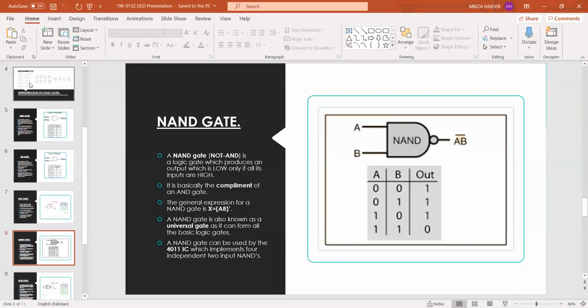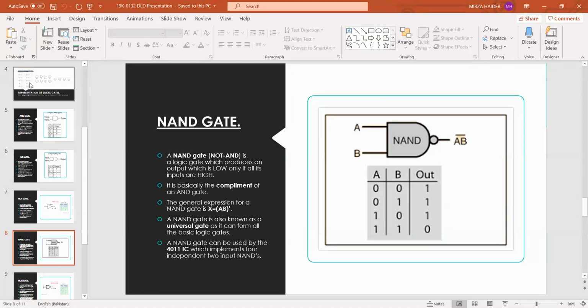The next gate that we are going to discuss is the NAND gate. The NAND gate is, in simpler words, just a NOT gate attached to an AND gate. The bubble on the NAND gate indicates the NOT.